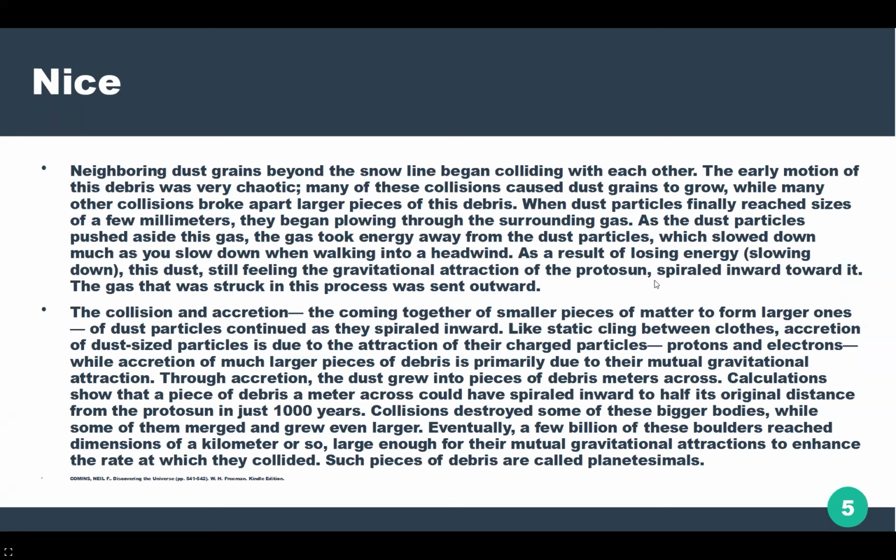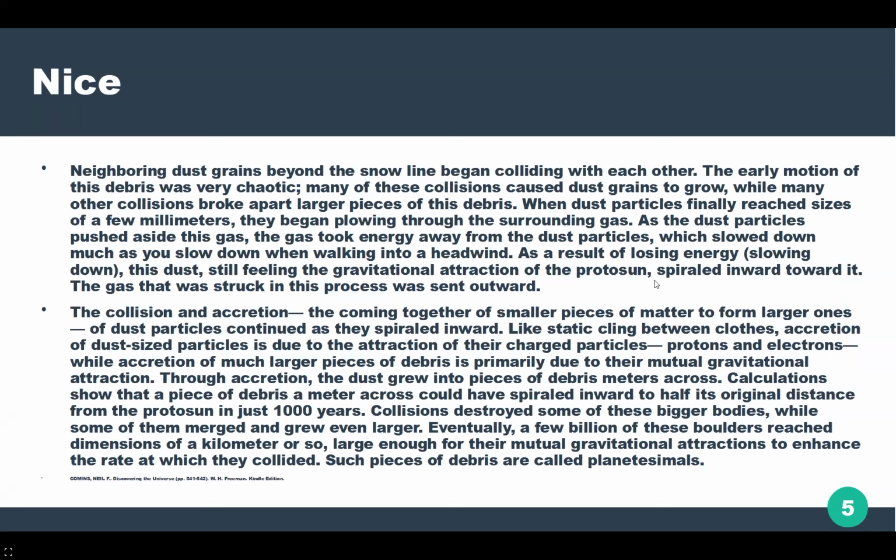When dust particles finally reached sizes of a few millimeters, they began plowing through the surrounding gas. As the dust particles pushed aside this gas, the gas took energy away from the dust particles, which slowed them down as much as you slow down when walking into a headwind. As a result of losing energy and slowing down, this dust, still feeling the gravitational attraction of the protosun, spiraled inward toward it. The gas that was struck in this process was sent outwards.